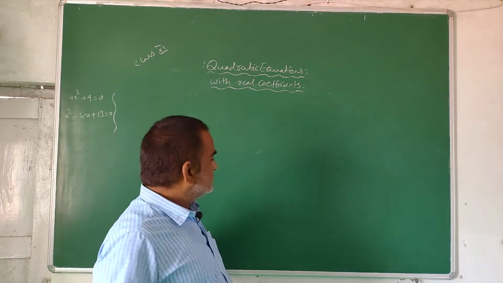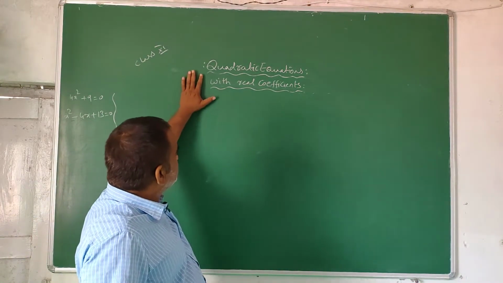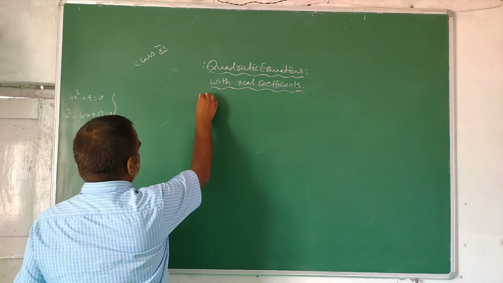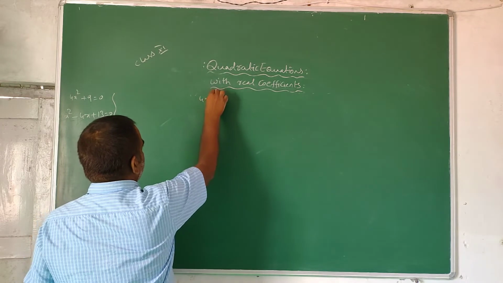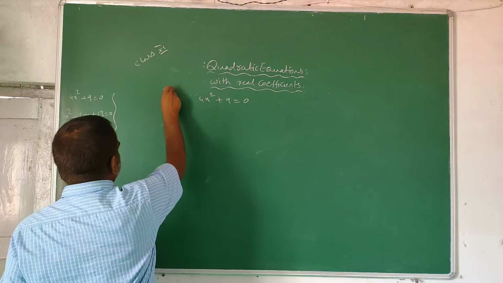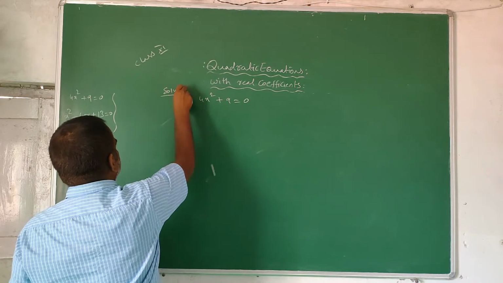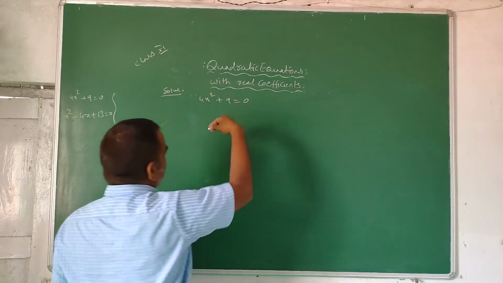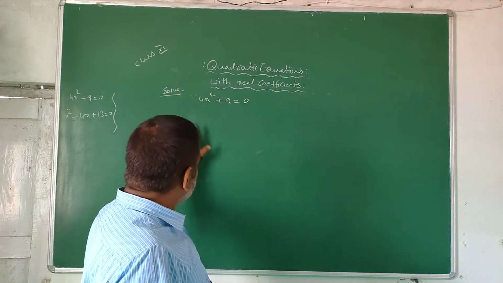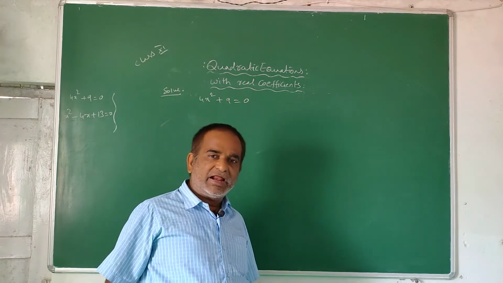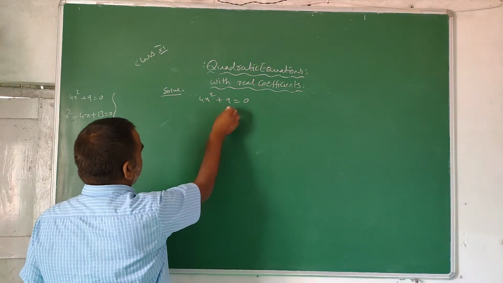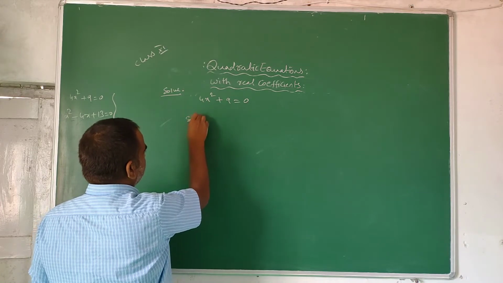Solve the quadratic equations with real coefficients. 4x square plus 9 is equal to 0. We have to solve this using the factorization method. So this is all under the factorization method only, so keep it in mind. We have to solve these equations using the factorization method. So now 4x square plus 9 is equal to 0 is the given equation.